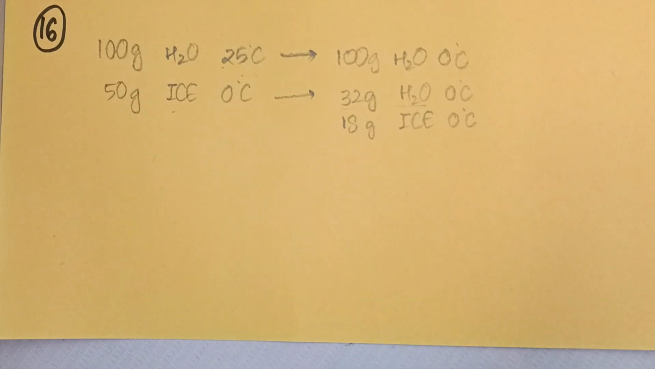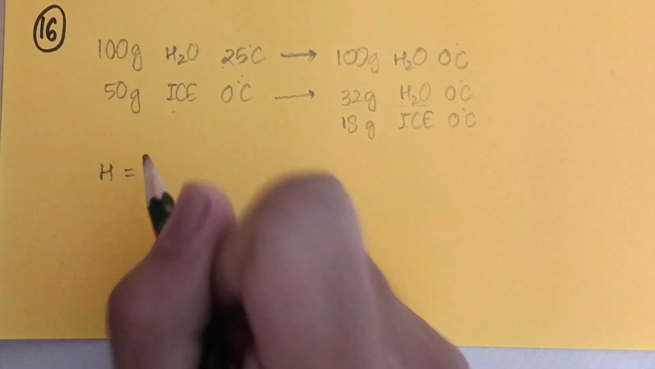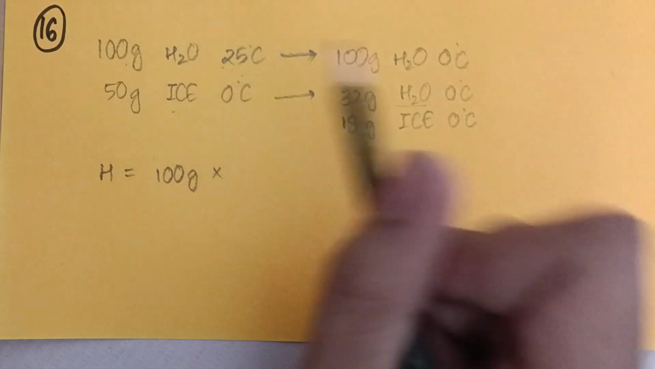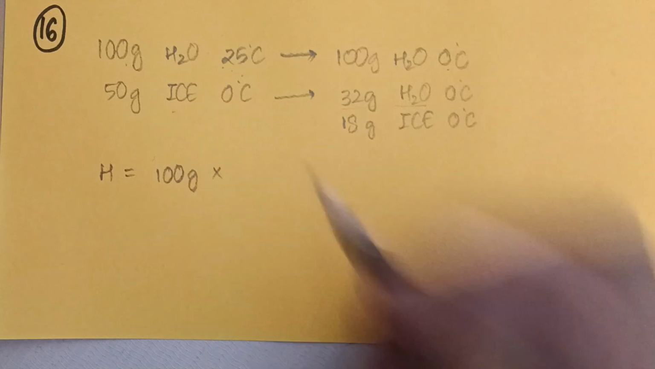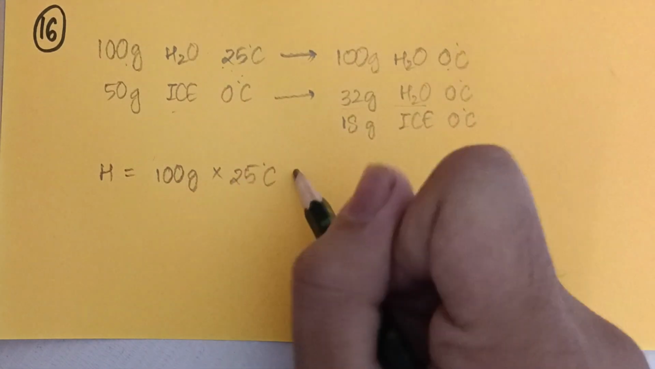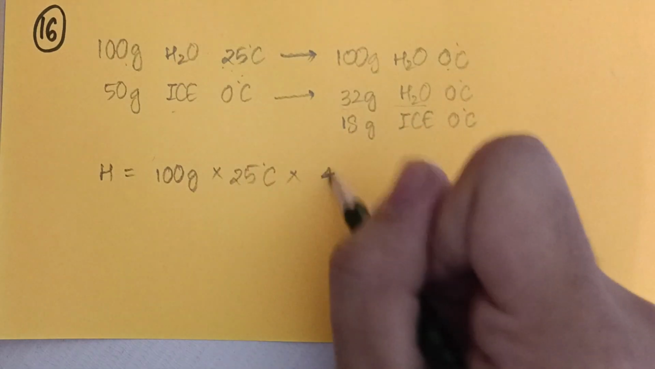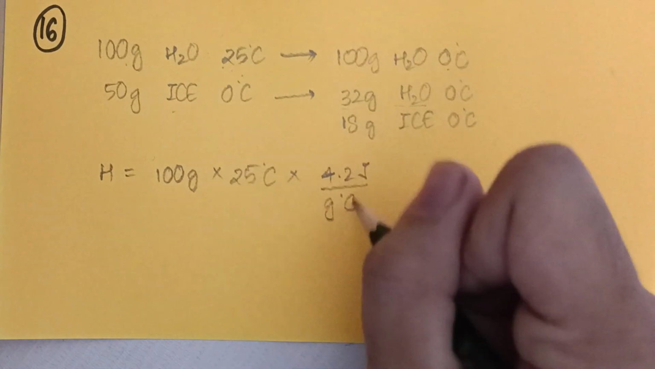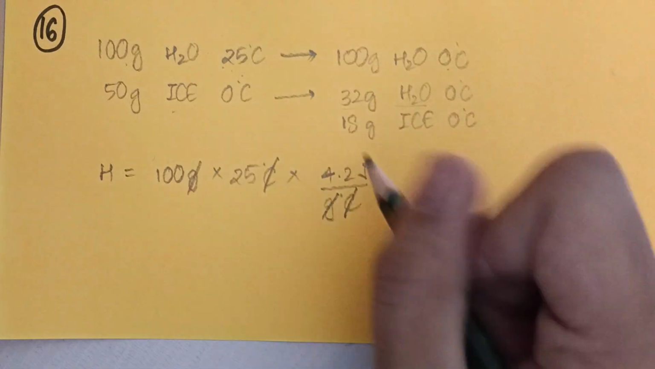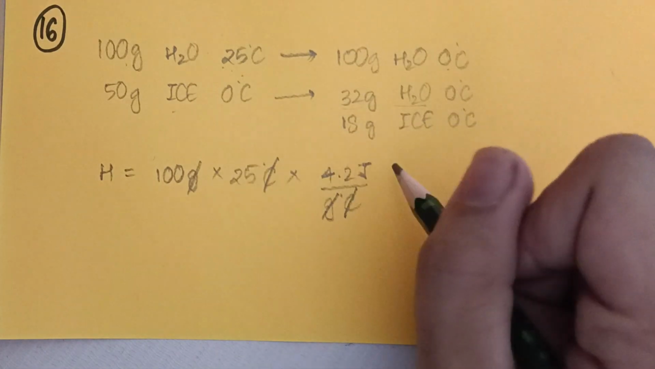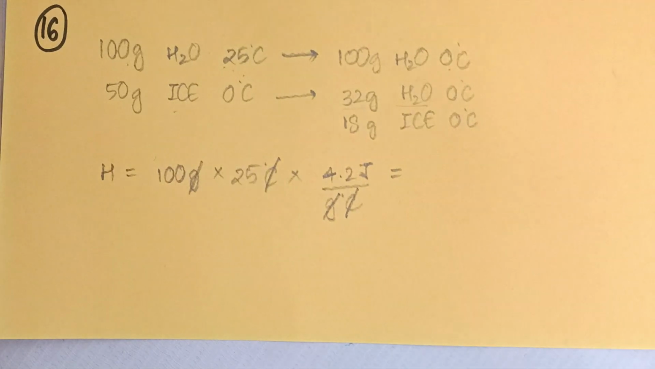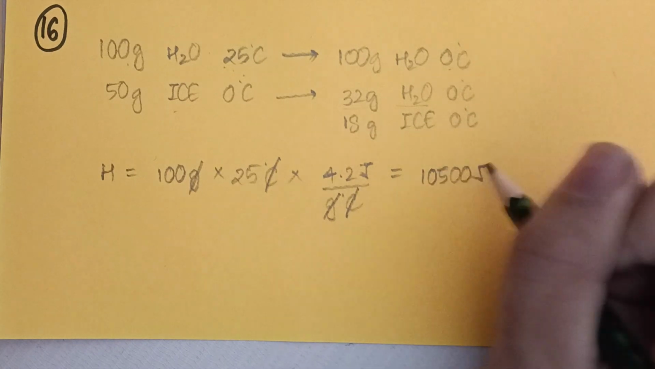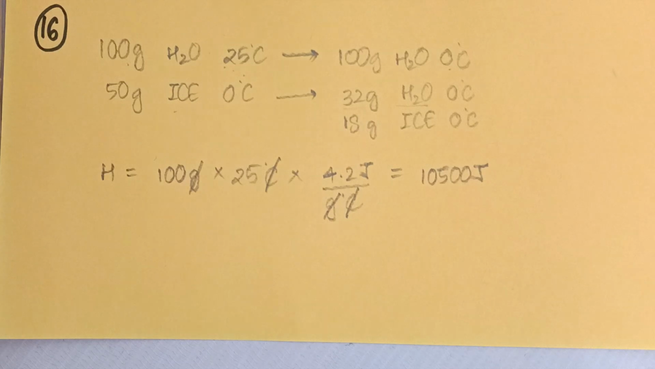If we want to know how much heat water provided, let's say it's H, it will be equal to 100 grams multiplied by the change in temperature. So 25 minus 0, delta T is 25 degrees Celsius, multiplied by the specific heat capacity of water, which is 4.2 joules per gram degree Celsius. We can see that the units cancel and we get joules over here, which means that we are performing the calculation correctly. This is equal to 10,500 joules. So 10,500 joules of energy is released by the water.